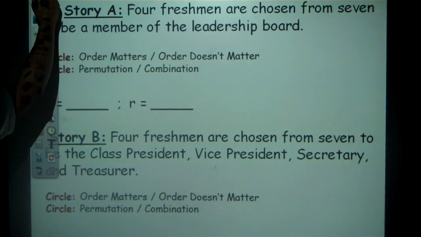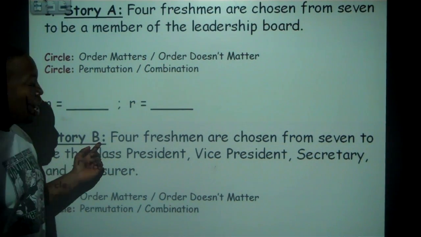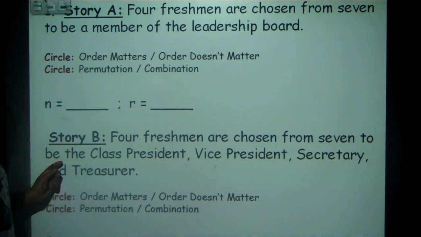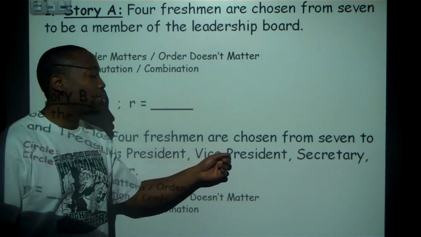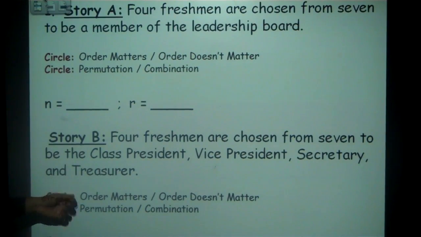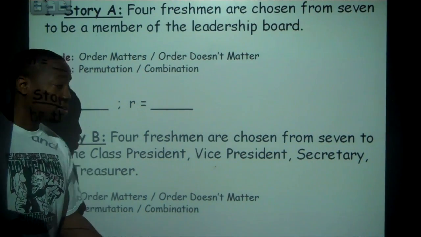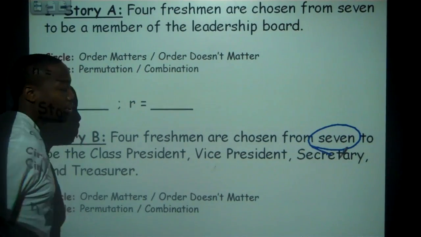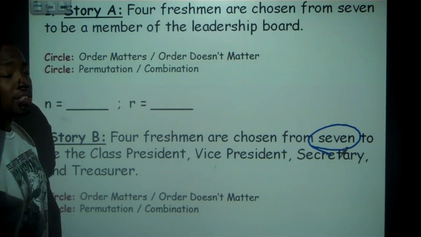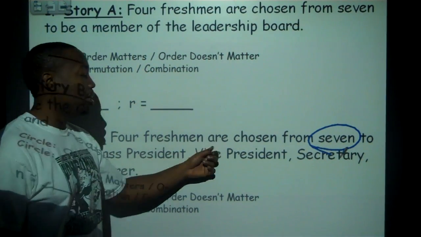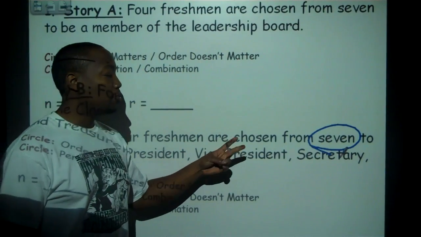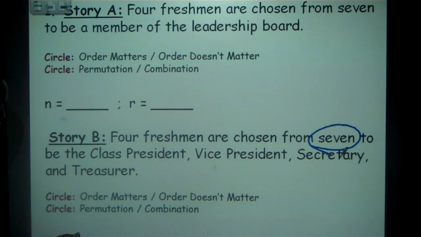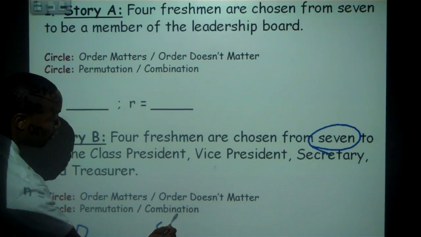Next thing, we're going to do in blue this time. I got 4 freshmen chosen from 7 to be class president, vice president, secretary, and treasurer. How many total people are we picking out of this one? Same amount as the first time, 7. President would be 1, vice president would be 2, secretary would be 3, and treasurer would be 4. So we're going to use the same setup, 7 and 4.